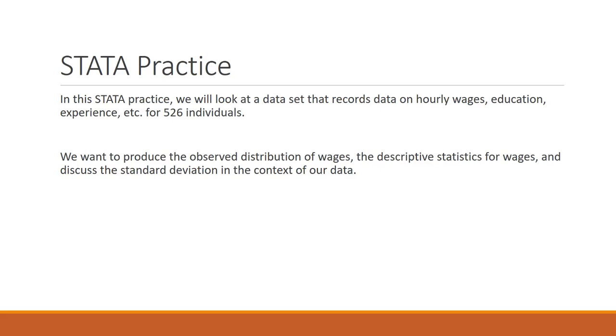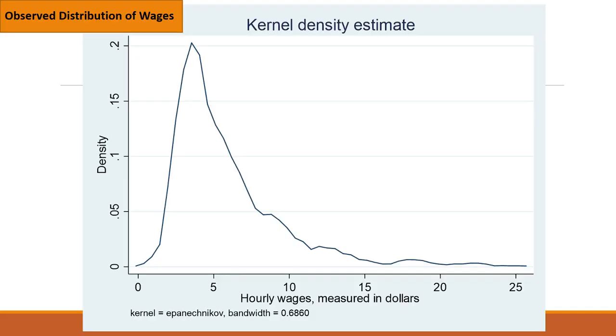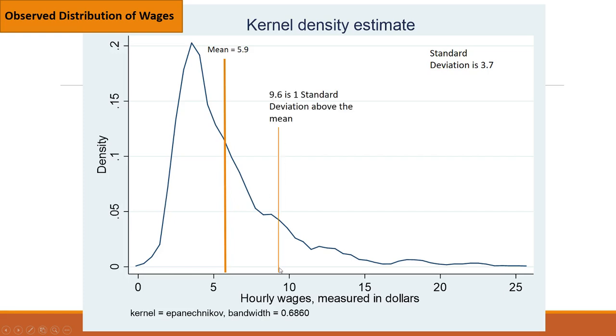All right, so here we are. We're back. Let's take a look. So there's our observed distribution of wages that we just generated. Our mean is 5.9, which we just observed from our summary statistics. As I just said, I can measure values as the number of standard deviations that they are away from the mean. Our standard deviation is 3.7. That means if I wanted to go one standard deviation above the mean, I would go to 9.6. 9.6 is one standard deviation above the mean. And then let's go 2. 13.3 is 2 standard deviations above the mean.